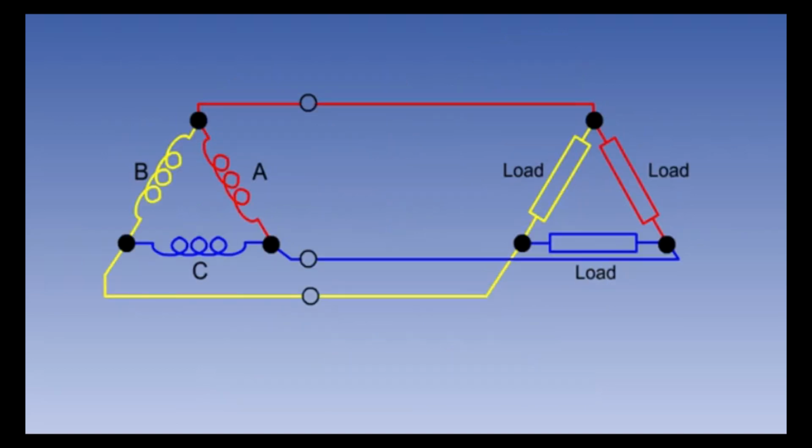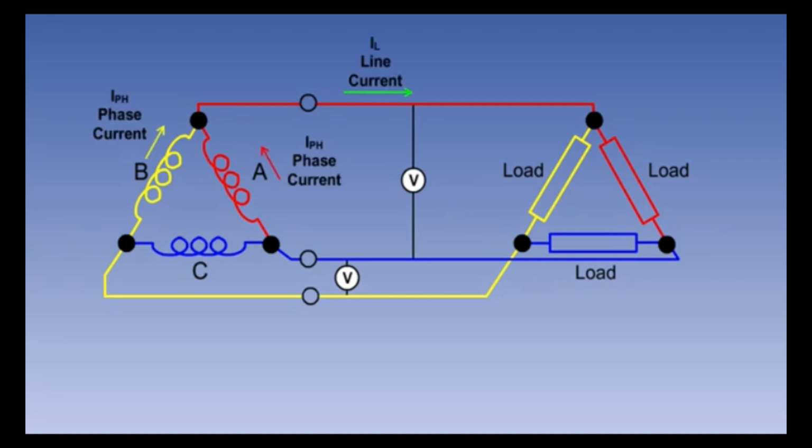In a delta-connected AC generator, the ends of the three phases are joined together to form a closed mesh, and the loads are connected in a similar fashion. Because the potential measured across the phase is measured between two lines, the line voltage and the phase voltage are the same. However, because of the way the phases are connected, the line current will always be shared between the phases. In this case, the line current will be root 3 times the phase current.